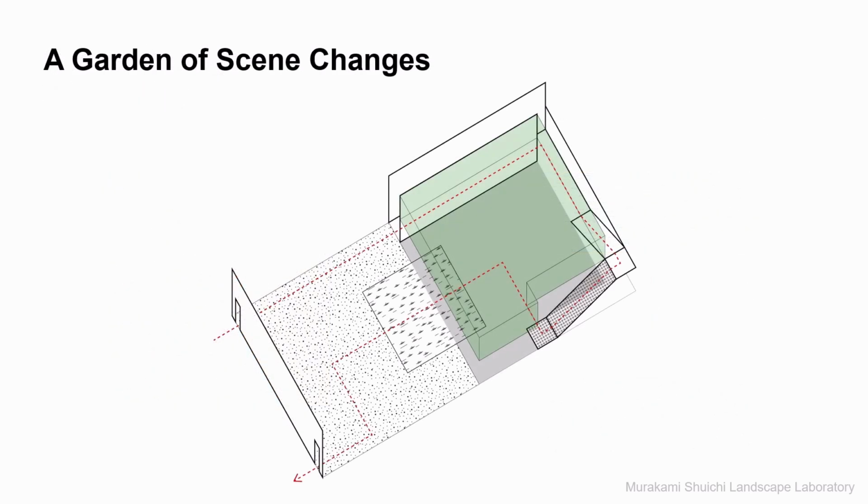When these 8 changes occur in sequence along a single route, the abstract garden model can be represented in an axonometric diagram like this. The sequence moves from closed to open, from wide to narrow, from straight to turn, from level to inclined, from near to distant, from soft to hard, from bright to dark, and from wet to dry.